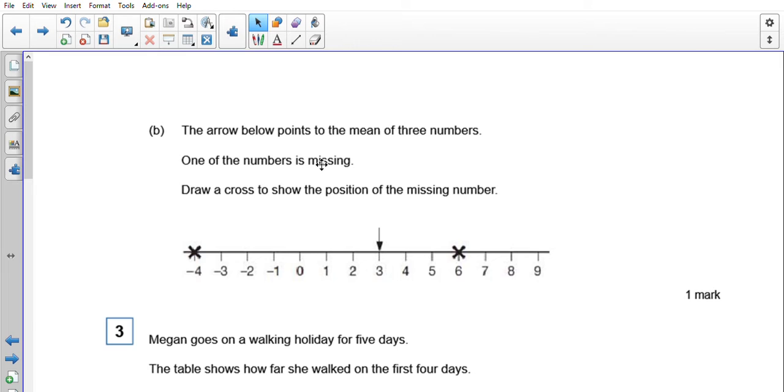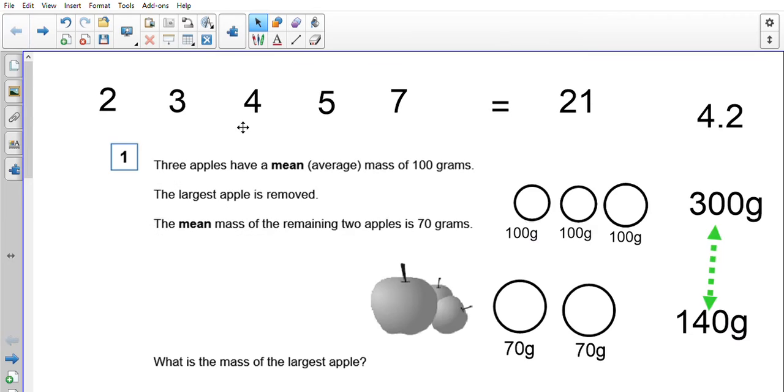Part b says the arrow below points to the mean of 3 numbers. One of the numbers is missing. Draw a cross to show the position of the missing number. This way, I'm going to work it backwards, a little bit like I did with the apples. For the apples, if I was told that the mean mass was 100 grams, I knew that if I did however many there were, 3 apples times 100 grams mean mass, I would get my total mass. I can do a similar thing with the numbers here.